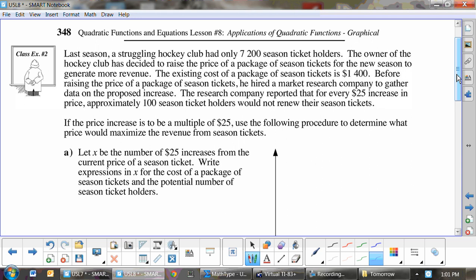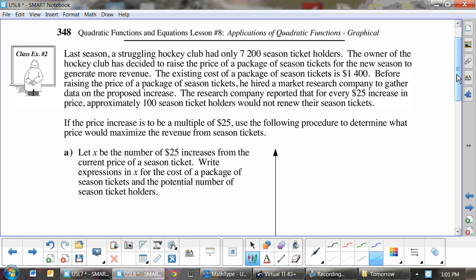So that's what it cost originally. And then they analyzed it. They hired a market research company, and the company said that for every $25 that you increase the price, 100 fewer people will buy the tickets. So that makes sense to us, right? If you increase the price, fewer people are going to want to pay that.